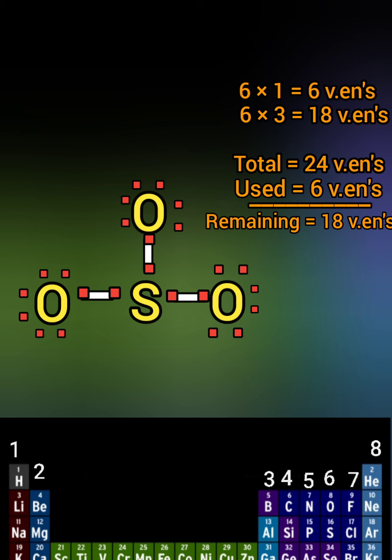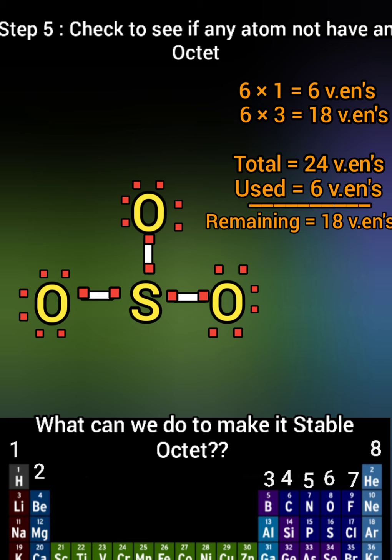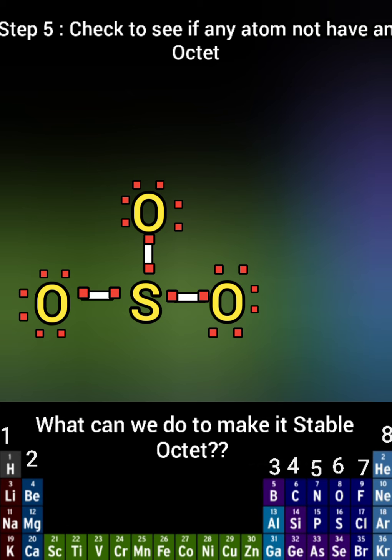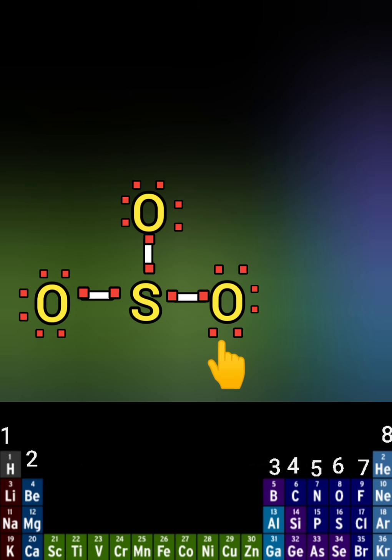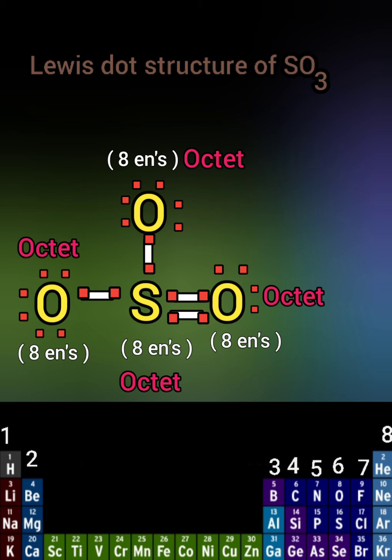Step 5. Check to see if any atom does not have an octet or duet. Yes, here sulfur does not have an octet because it only has 6 valence electrons. So what can we do to make it a stable octet? Here one of the oxygen atoms can take one of its lone pairs and share those 2 electrons with sulfur in another bond. The double bond between oxygen and sulfur now makes every atom a stable octet with 8 valence electrons, which means the Lewis dot structure of sulfur trioxide is now complete.